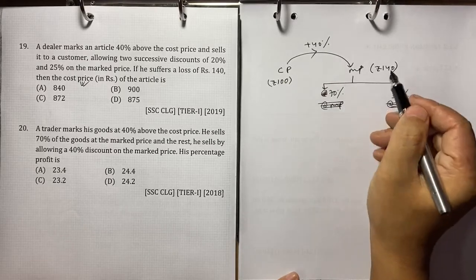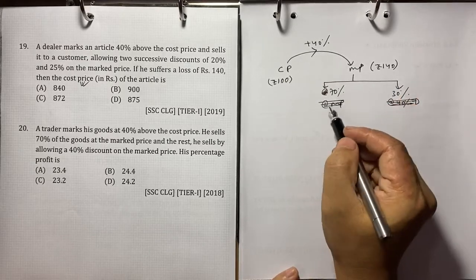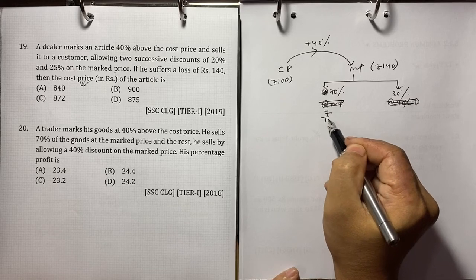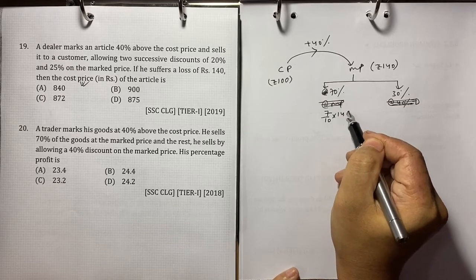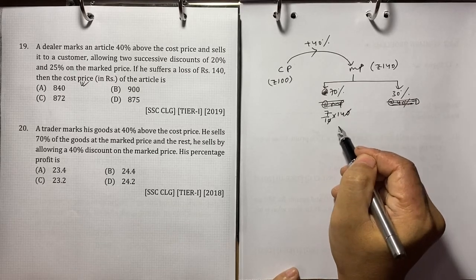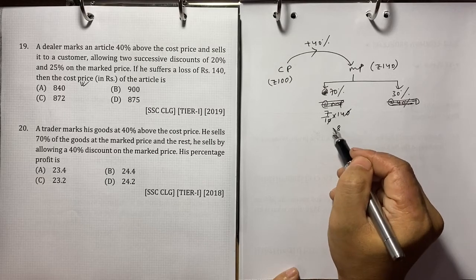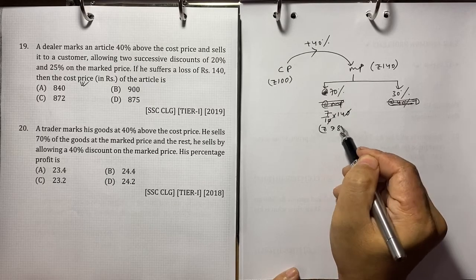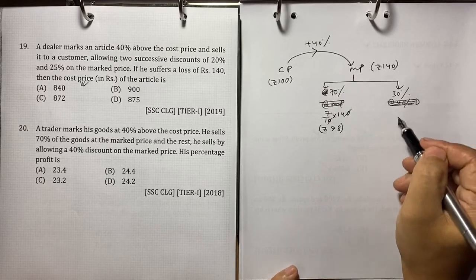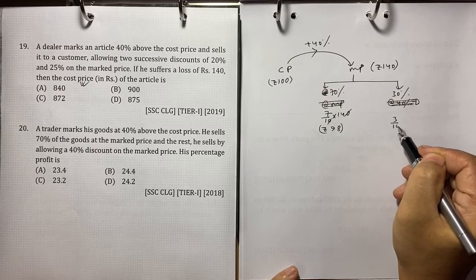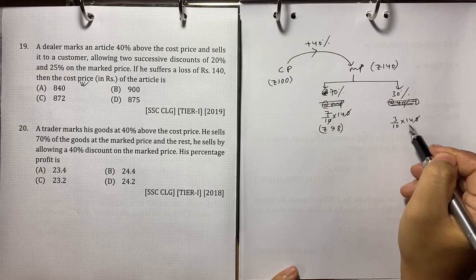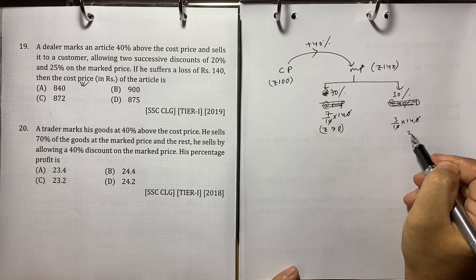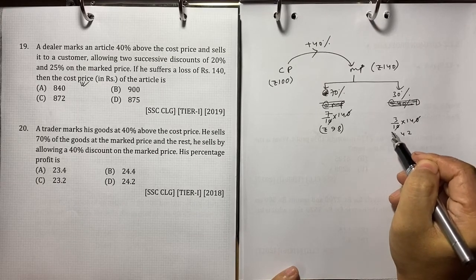Let's see 70% of rupees 140, that is 7 by 10 into 140. Cancel the ball, the answer is 28, 2 in hand, 98. 30% is 3 by 10 into 140. Cancel the ball, this will be 2, 1 in hand, 42 rupees.